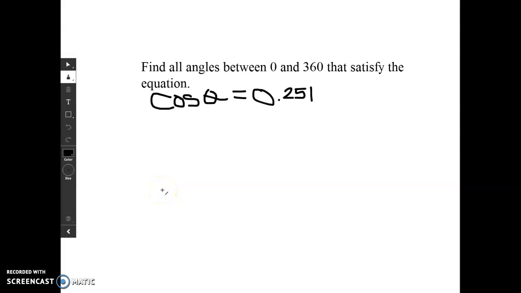Okay, so today we're going to look at solving our trigonometric equations using a calculator, because sometimes when we have to find the inverse of our trigonometric functions, they're not always on the unit circle for us to see. So here I have an example of cosine theta equals 0.251. I am going to put it in my calculator, and it says that I want to find all angles between 0 and 360. So this is important.